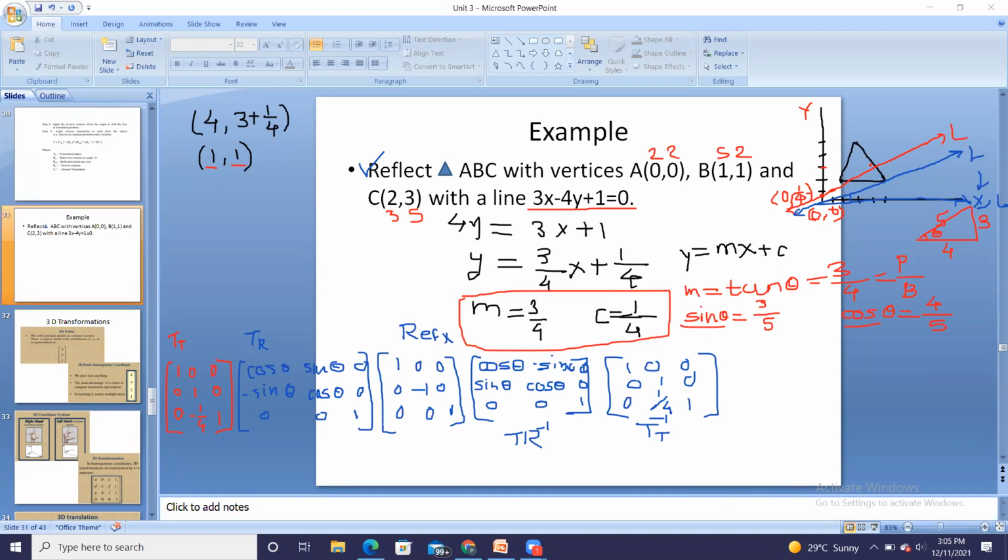Okay. So I am having the T total is this. And when this T total will be multiplied with ABC original object, then you will get the reflected object. Okay. So find out this T total. You can note it down in your notebook and calculate it and tell me the result.